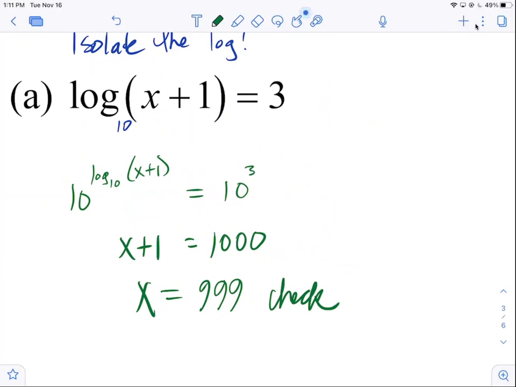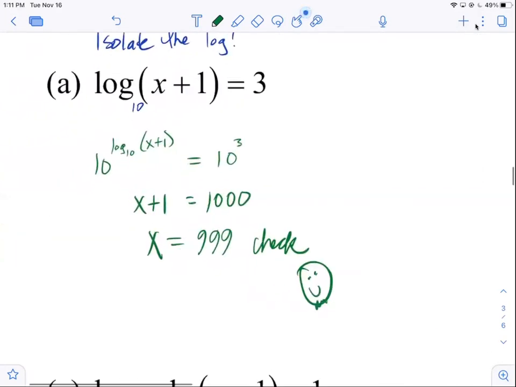Positive 1,000. So we could just say positive, who cares. It's going to work. If your math is right, as long as it's positive, it'll work. Okay, so there you go. And then we'll smile at the end. There we go. All right, questions on that one?